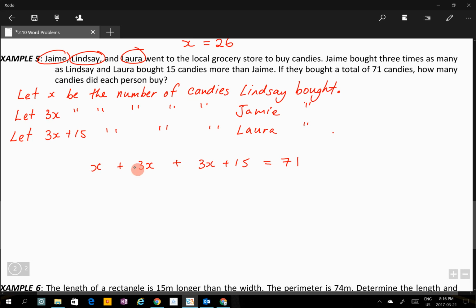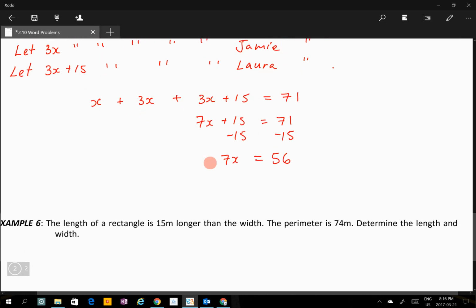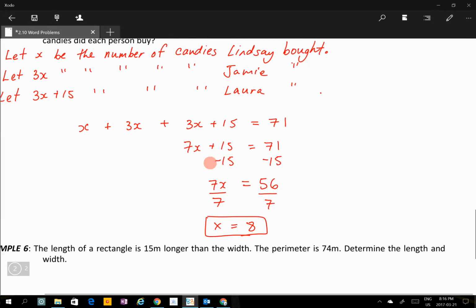Collect like terms: x plus 3x will make 7x plus 15. That's equal to 71. Subtract 15 from both sides. I'm left with 7x equal to 56. And if I divide both sides by 7, I will have x equals 56 divided by 7, which is 8. So now I know the number of candies that Lindsay bought. Lindsay bought 8.